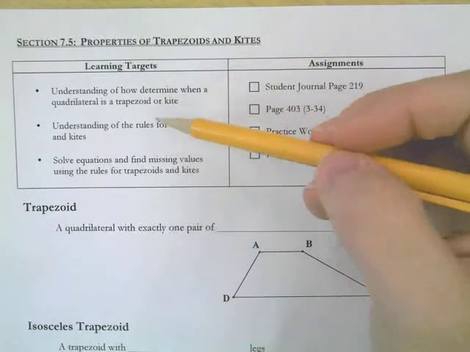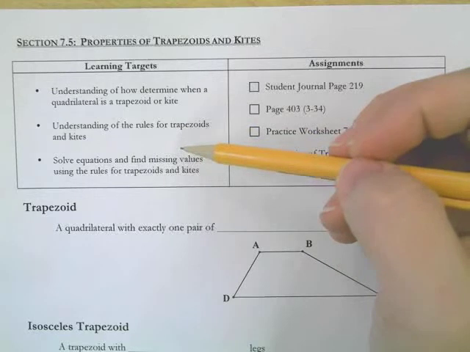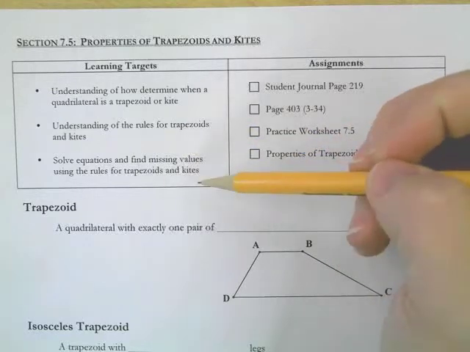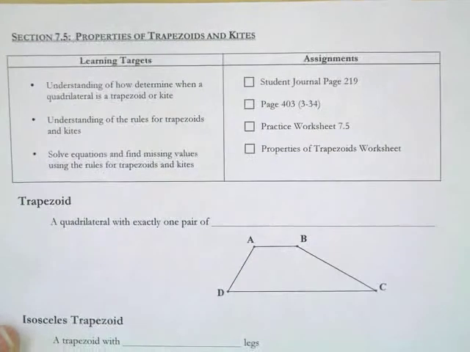The second one is understanding the rules of trapezoids and kites. There's not many, but there are some rules. And then the last one is to be able to find measures and missing angles and solve equations based on those rules. Okay? And so you'll have 4 different assignments that you need to complete after this.